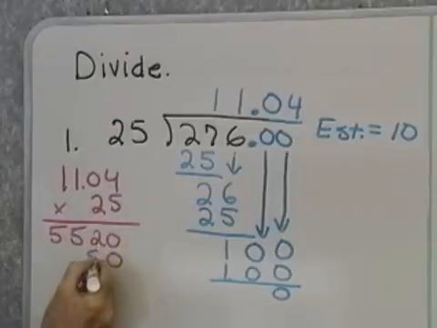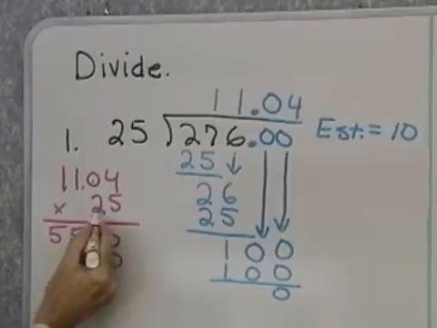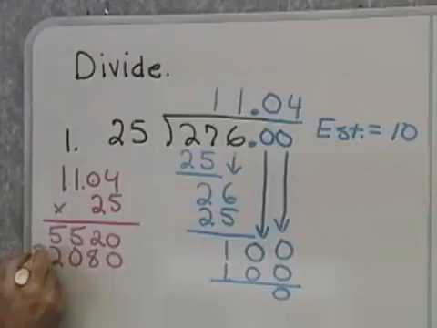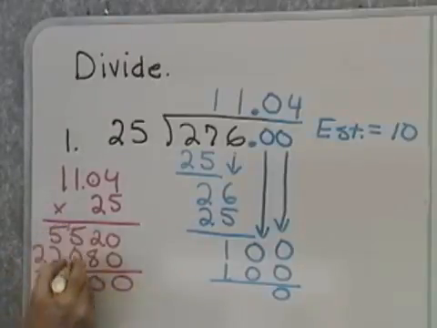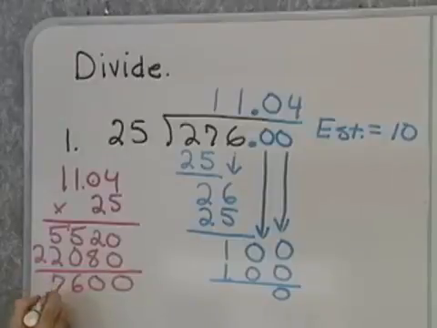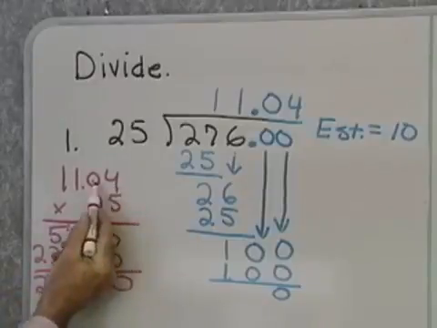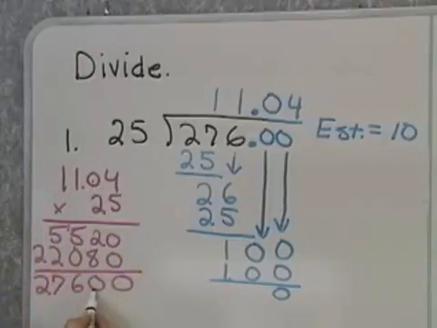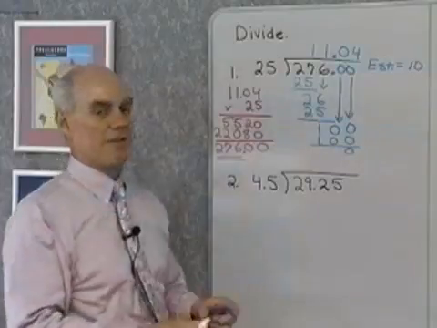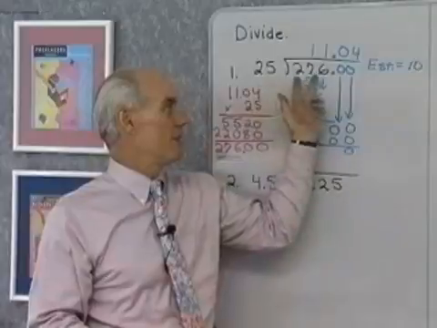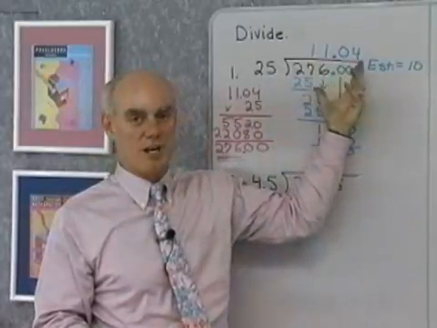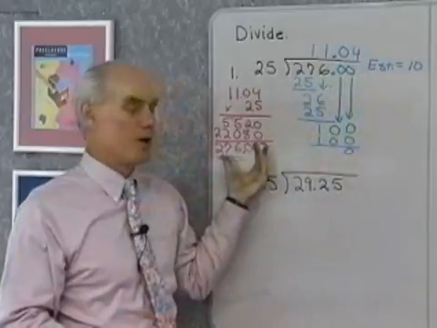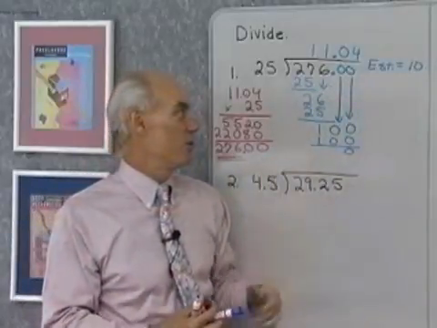2 times 4 is 8. 2 times 0 is 0. 2 times 1 is 2. And 2. Now we'll add in columns: 0, 0, carry the 1, 6, 7, 2. 2 places to the right of the decimal point here, so I'll put 2 places to the right here. And you can see there's my 276. So 25 divides into 276 exactly 11 and 4/100ths times. And I checked that by doing the multiplication over here. So you can see that it works.